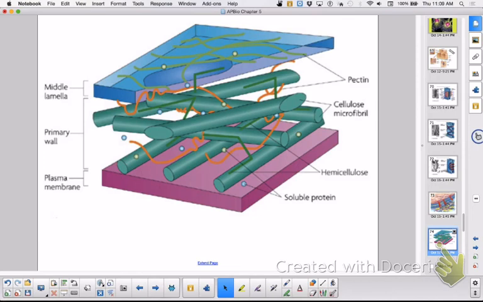Okay? Now, here's the cell membrane, here's the primary wall, here's that pectin. Where is the secondary wall going to go? Discuss with your bio buddy. Where's the secondary wall going to go? I think it's above. Okay, so I'm going to put 3 places and you decide. Is it going to go here? Is it going to go here? Or is it going to go here? What do you think?